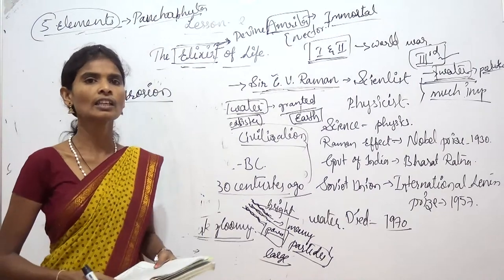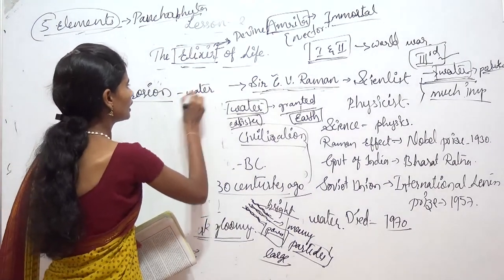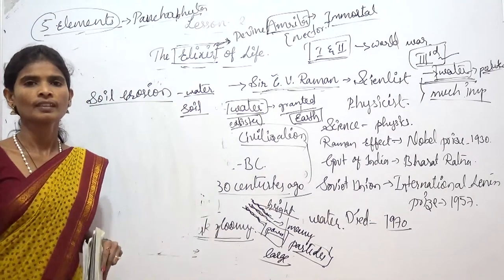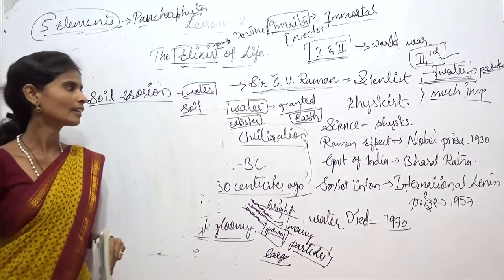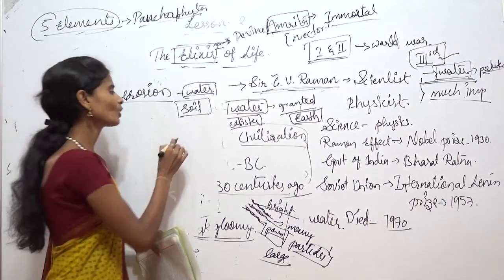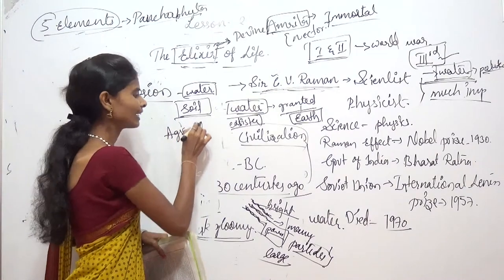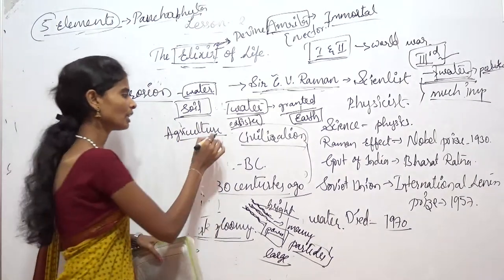That is soil erosion. See, like water, even the soil is also important. In the same way that water is important, the soil is also very much important. If the soil is not there, what will not be there? Agriculture. Agriculture will not be there.